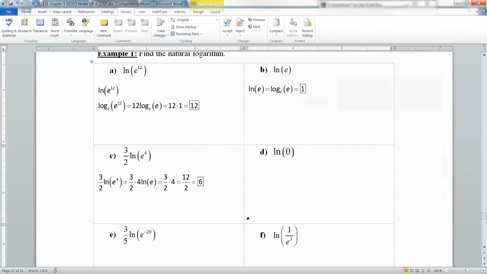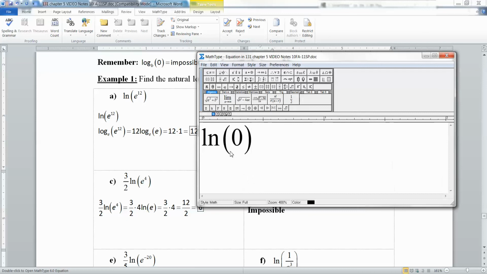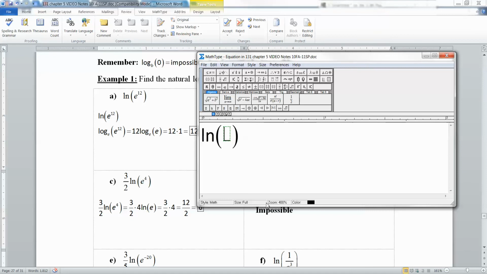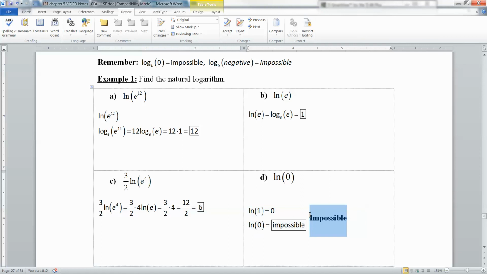All right, now what's the ln of 0? It's impossible, right? Can't take the ln of 0. Because what you're saying is e to what power would get me 0? Well, e is 2.7 and some change. You're never going to get 0 out of that, right? You could take 2 to the 0 power, right? So just don't forget, ln of 1 is 0. That's a different story, right? Because e to the 0 power is 1. But the ln of 0 is impossible. Okay, they're not the same thing. So you can have a logarithm be equal to 0, but you can't take the logarithm of 0. No good.